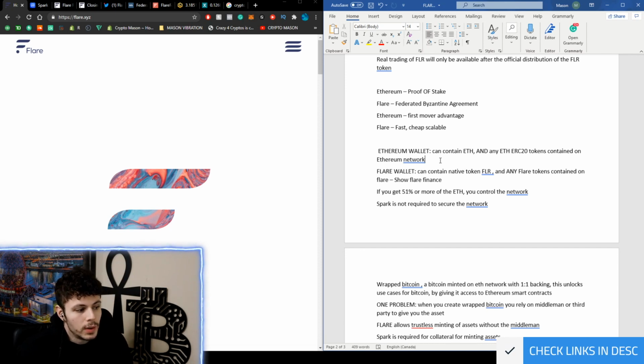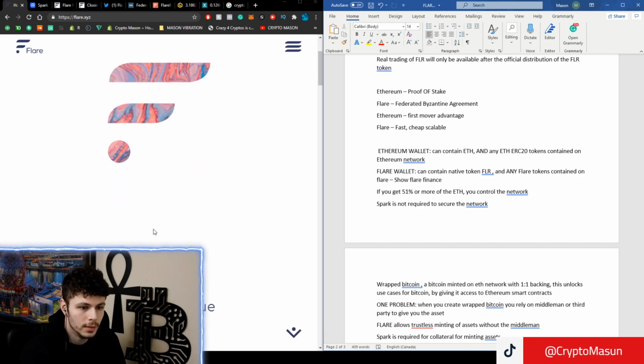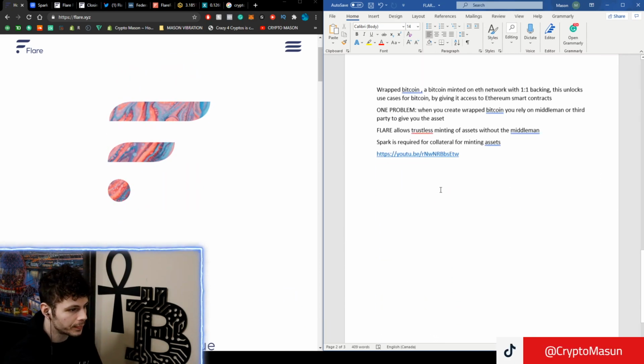But if you get 51% or more of the Ethereum in existence, you control the entire network. That's a fault right there. But Spark is not required to secure the network, which is very interesting.